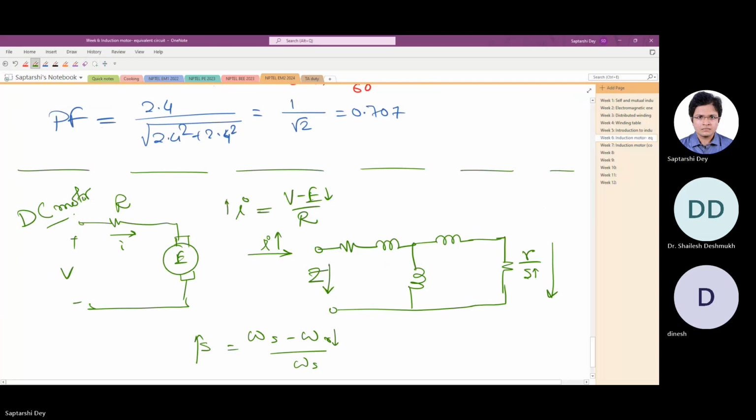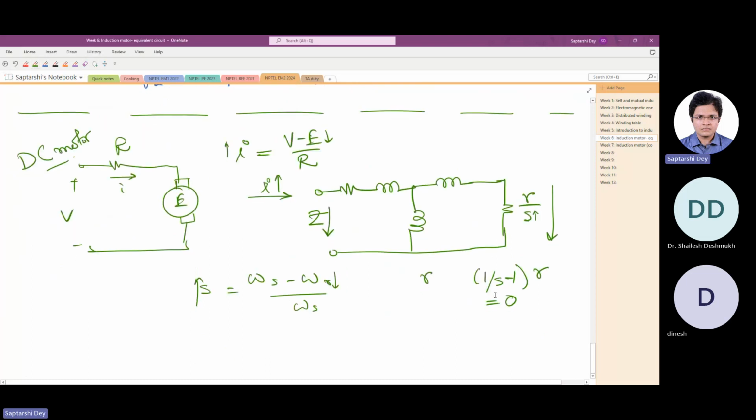And if the machine is at standstill, that means two resistances, one is R, another one is 1 by S minus 1 times R. This one becomes 0 at standstill. That is why the standstill test is also called the short circuit test of the induction machine. Principles are same as transformer.